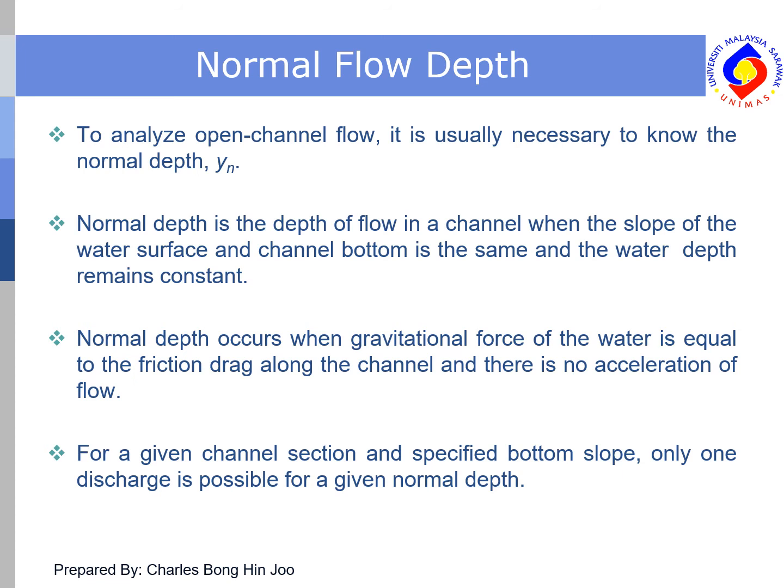To analyze open channel flow, it is usually necessary to know the normal depth. Normal depth is the depth of flow in a channel when the slope of the water surface and channel bottom is the same and the water depth remains constant. Normal depth occurs when the gravitational force of the water is equal to the friction drag along the channel and there is no acceleration of the flow. For a given channel section and specific bottom slope, only one discharge is possible for a given normal depth.